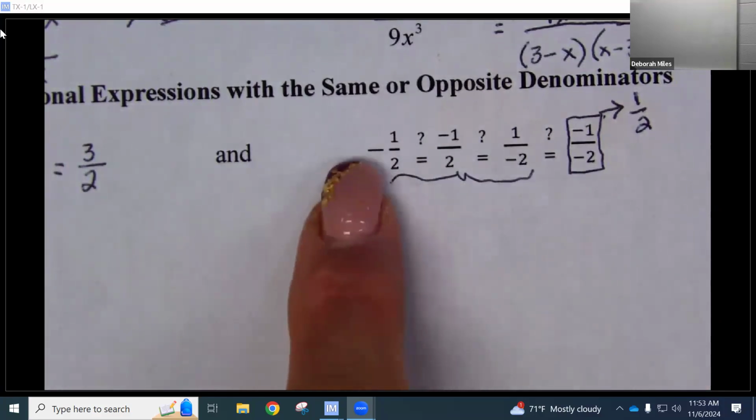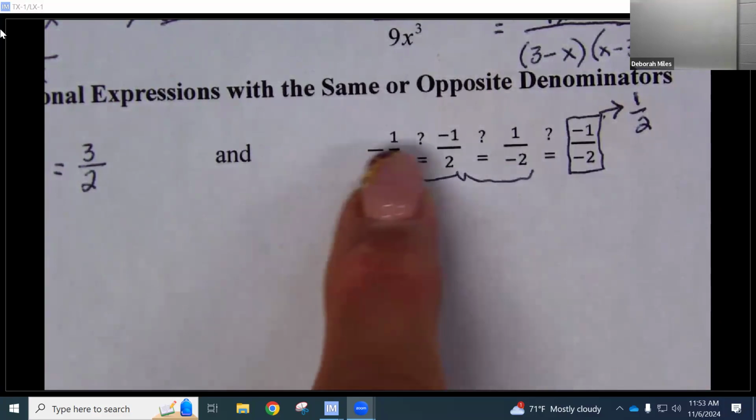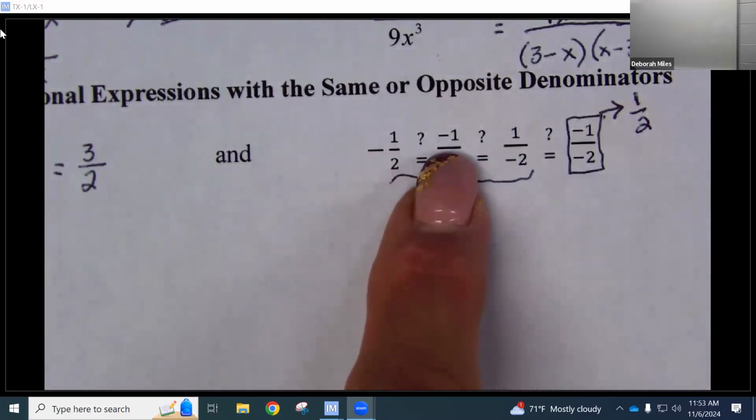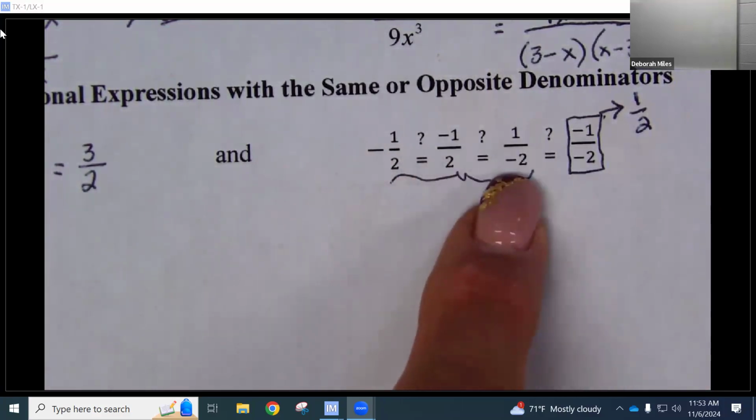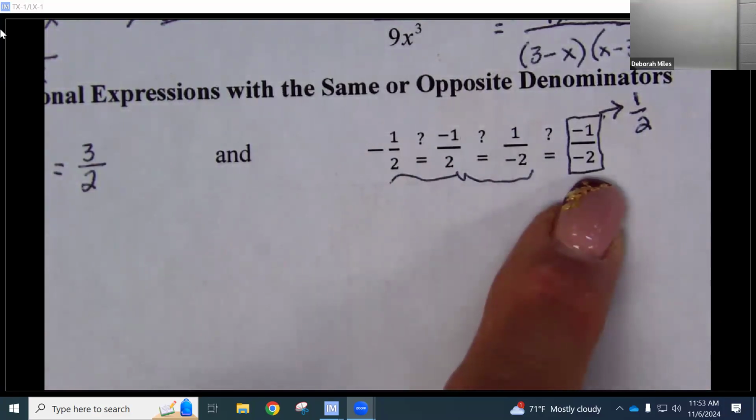And the moral of that story is if you have a negative in front of a fraction, you can put it in the numerator, or you can put it in the denominator, but you cannot put it in both. That makes sense?